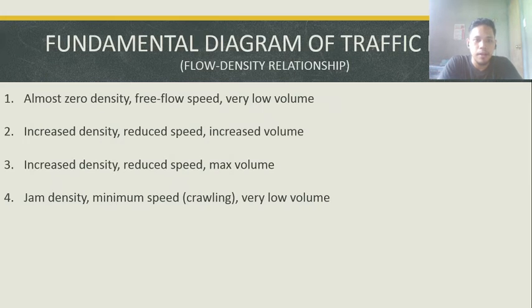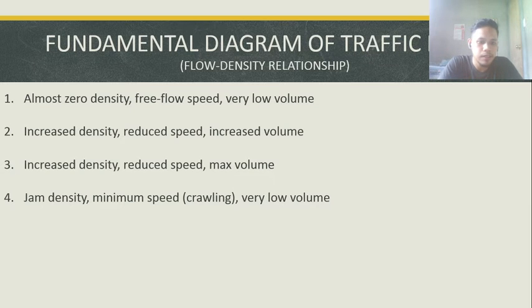Next is the fundamental diagram of traffic flow, which is the flow density relationship. First, almost zero density: free flow speed, very low volume. Next, increased density, reduced speed, increased volume. So when increasing density, the speed is reducing and the volume is increasing. More vehicles, less speed, more vehicles.